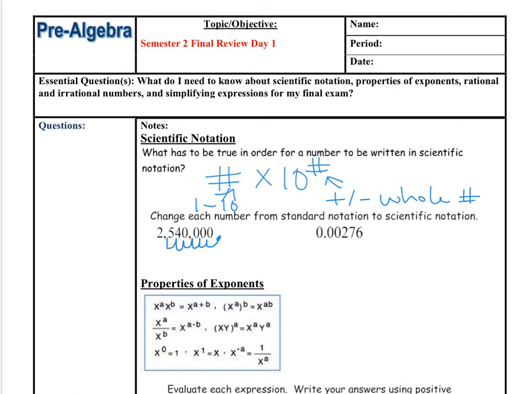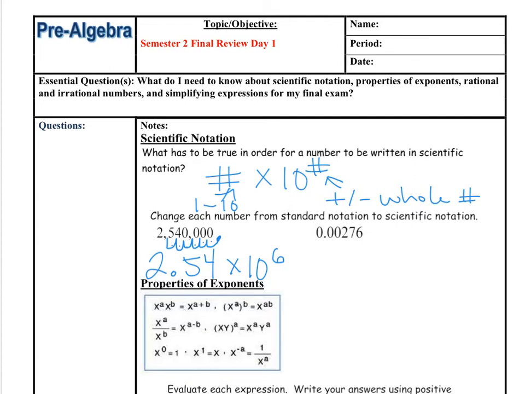So now I'm going to rewrite it as 2.54, pardon my handwriting, and I moved it 1, 2, 3, 4, 5, 6 times. So it's going to be times 10, since this was a big number to start with, and I moved it to the left. I have to move back to the right at the end, and so this should be a positive 6.